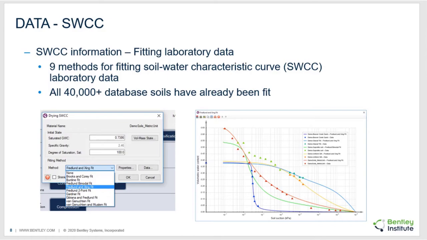The soil water characteristic curve is the fundamental water storage function required for modeling unsaturated soils. There exist 9 methods for fitting the soil water characteristic curve to the laboratory data. There is also a database of over 40,000 soils with experimental data, which have already been fit with 2 equations. The database can, therefore, be mined for soils which are similar to the current soil based on the classification or grain size information.